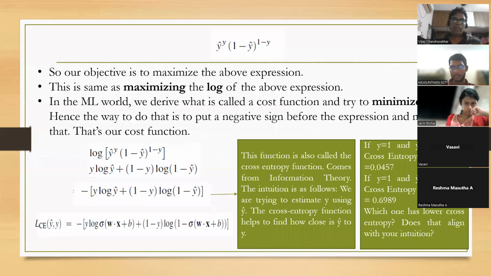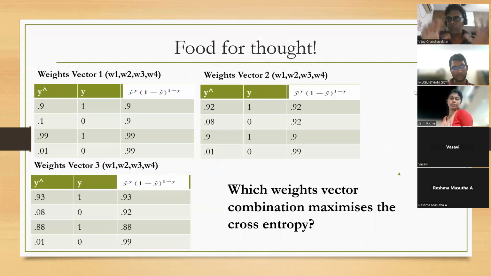Now, what we also said was we would want to maximize this expression. I'll come to that in a moment, but before that, some food for thought. I want you to think about it. I'm going to give 3 cases. In all these 3 cases, there are 4 records, which means 4 x vectors. Imagine 4 x vectors, 4 records. You have the y value here. Here is y hat.